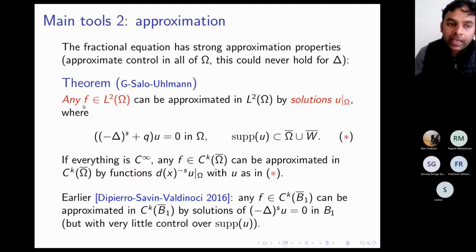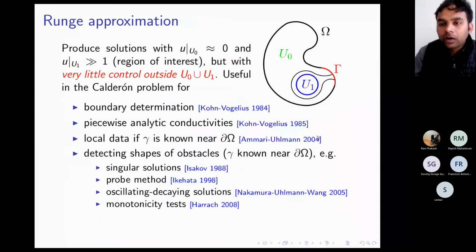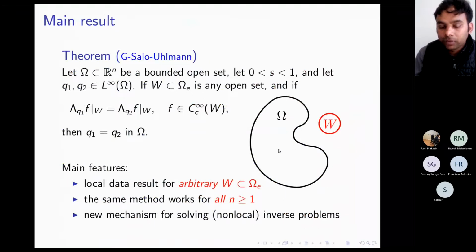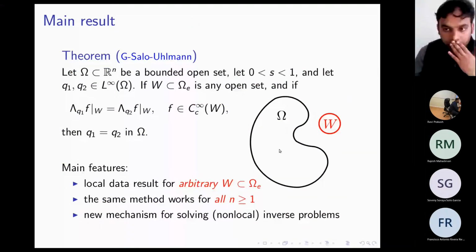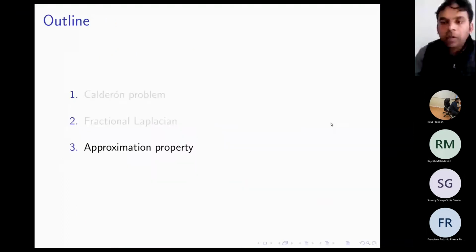No, we are saying that you take any L2 function, then we can approximate that function with respect to the solution of the fractional equation, or the fractional Schrödinger equations. You can put q equals 0 as well in omega, and u has support in omega and W. So if you go back to this picture one more time, u is non-zero here, u is non-zero here, and u is 0 everywhere. So that's the source in W.